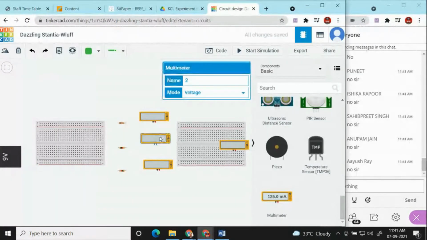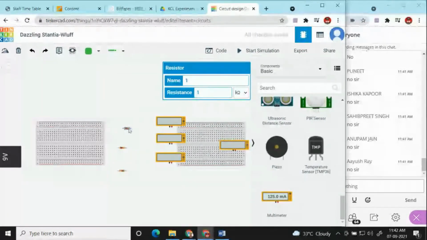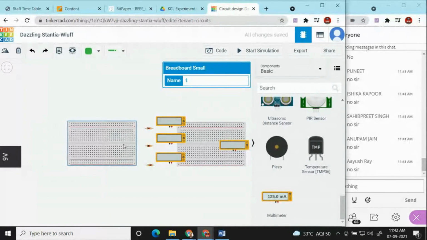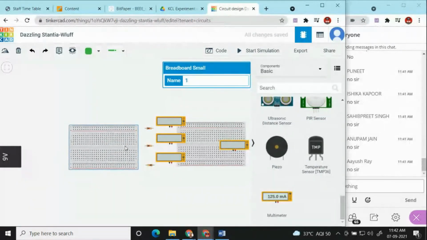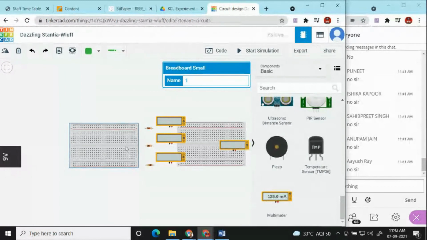Okay, so we can arrange these components right here. All of you please arrange all these components according to the circuit requirement. I have told you we have to connect three resistances, and we have to connect these three resistances in parallel, so that we can measure the current across each terminal and find out the current value across each terminal. So how to connect these?